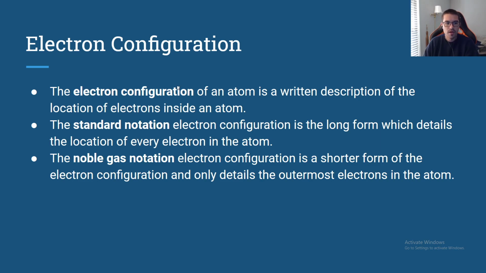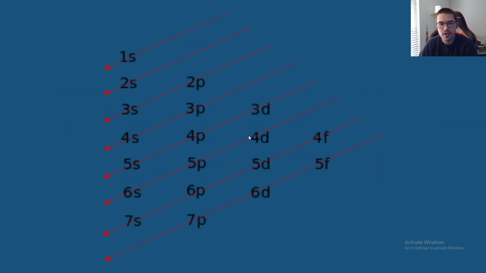All right, so here are some definitions for you if you're taking notes along with me or taking notes from the slides at a later time. Like I've said before, the electron configuration of an atom is a written description of the location of electrons inside an atom. The standard notation electron configuration, this is most important for us, is the long form of the electron configuration, which details the location of every electron in the atom. Basically, it gives us which orbitals the electrons are in.